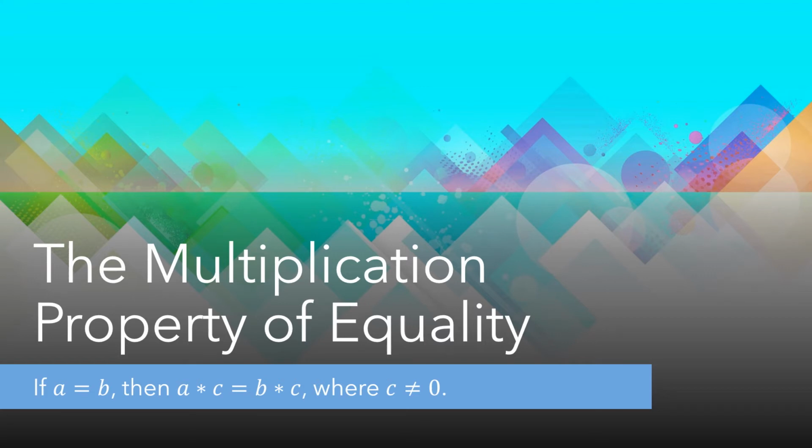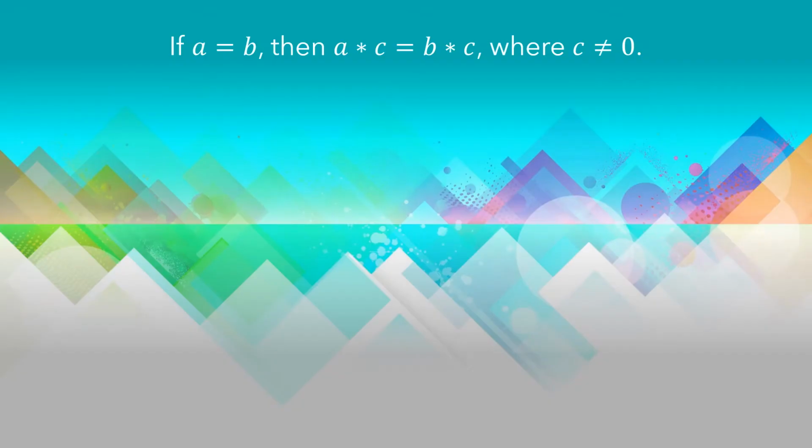Today we're going to talk about the multiplication property of equality. This property states that if A equals B, then A times C equals B times C, where C is not equal to 0. Let's take a look at this statement. We have A equals B.